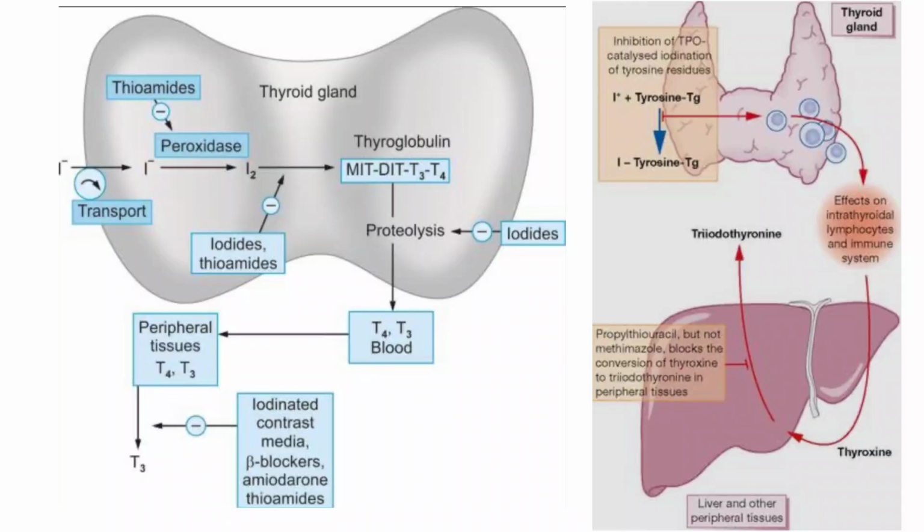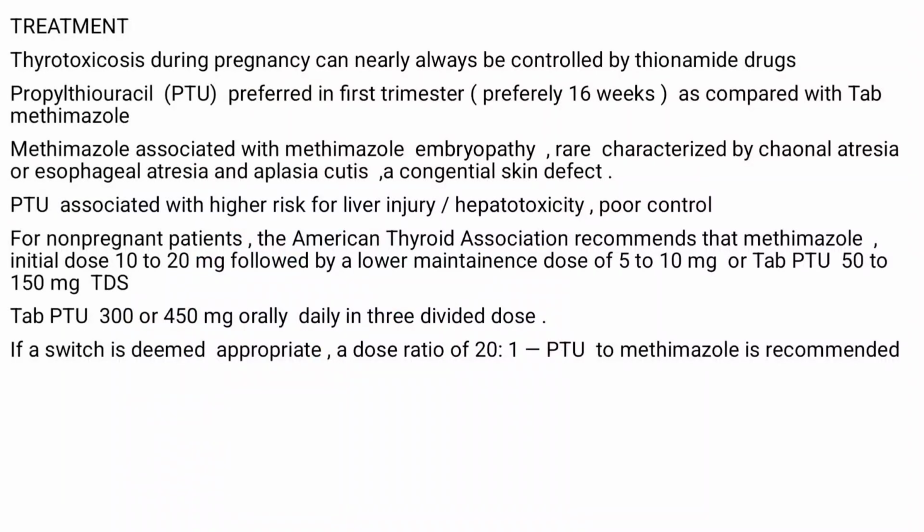Now on the second diagram, you can see there is inhibition of the thyroid peroxidase enzyme catalyzing the iodination of thyroglobulin tyrosine residues. Then there is an effect on intrathyroid lymphocytes and the immune system. Thyroxine, that is T4, is getting converted to triiodothyronine, and this conversion is blocked by propylthiouracil, or PTU. Methimazole blocks the conversion of thyroxine to triiodothyronine in the peripheral tissues.